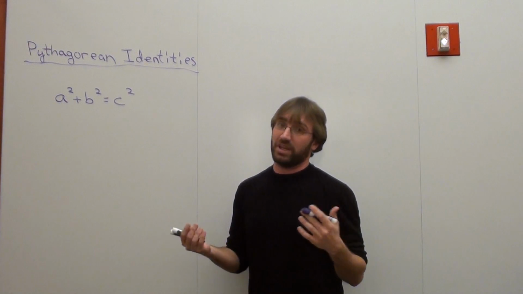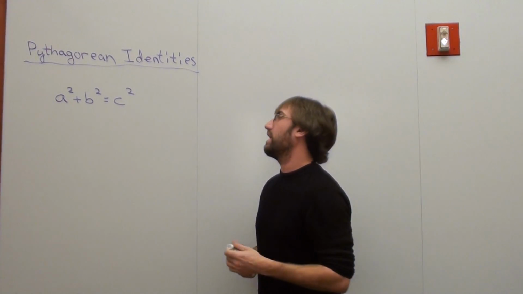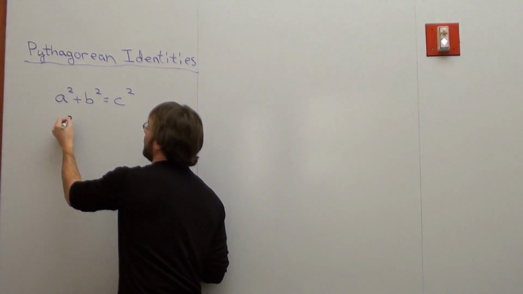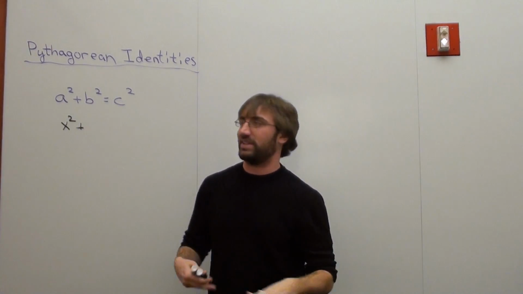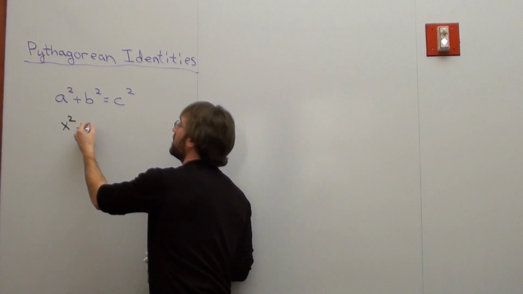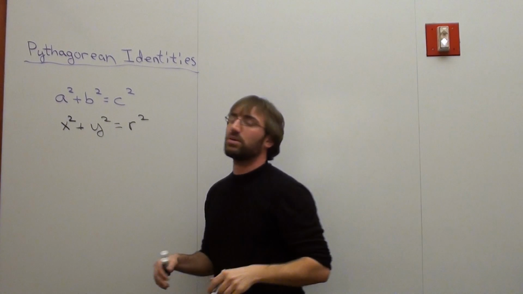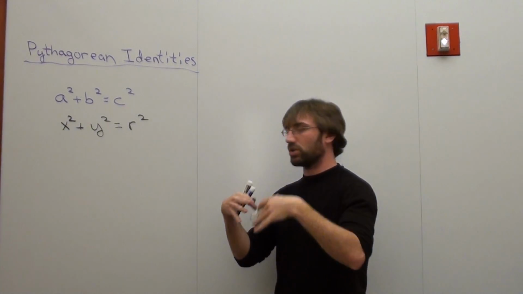Now, here's the step they make in a trig class. I call a squared x. I'm going to call it another variable. Now there's a reason why, though. It's not just out of thin air. I'm going to call b squared y squared, and I'm going to call c squared r squared. Basically what I'm going to do is use it as a unit circle.